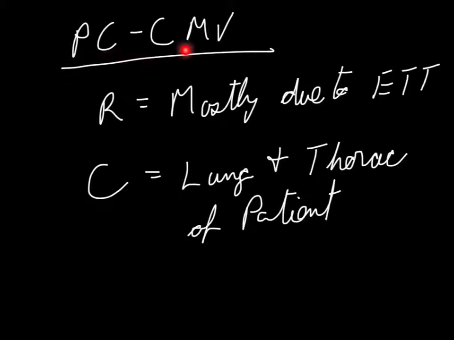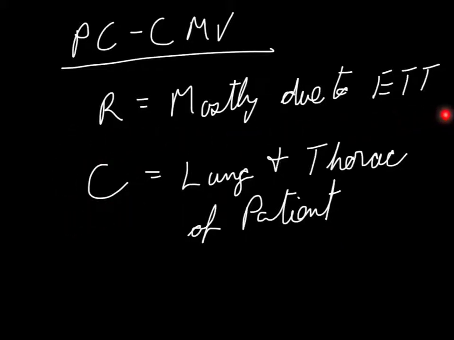Now, in the mode of pressure control CMV, the resistance is mostly due to the endotracheal tube. All right? And so that's mostly a constant. There's not much we can do about that resistance. Also, the compliance is due to the lungs and the thoracic nature of the patient's chest wall. And that we don't have much control over either. But this will change due to pathology.